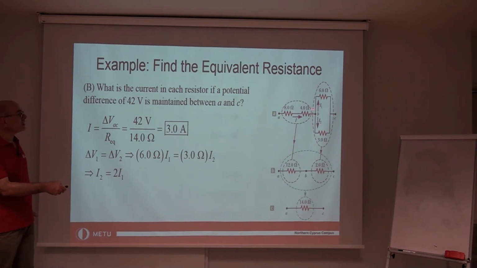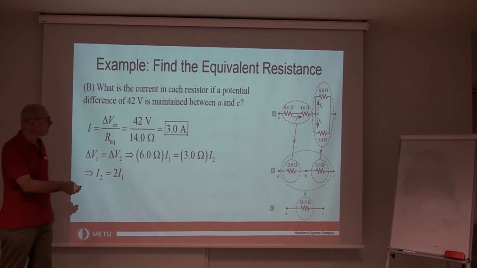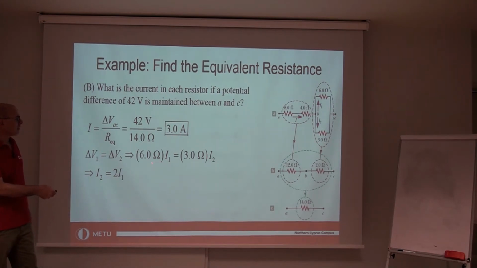The second equation is from here, or from this, you can get that I2 is equal to twice I1. Divide by 3, and you get from here I2 is equal to twice I1. So this is equation 1.